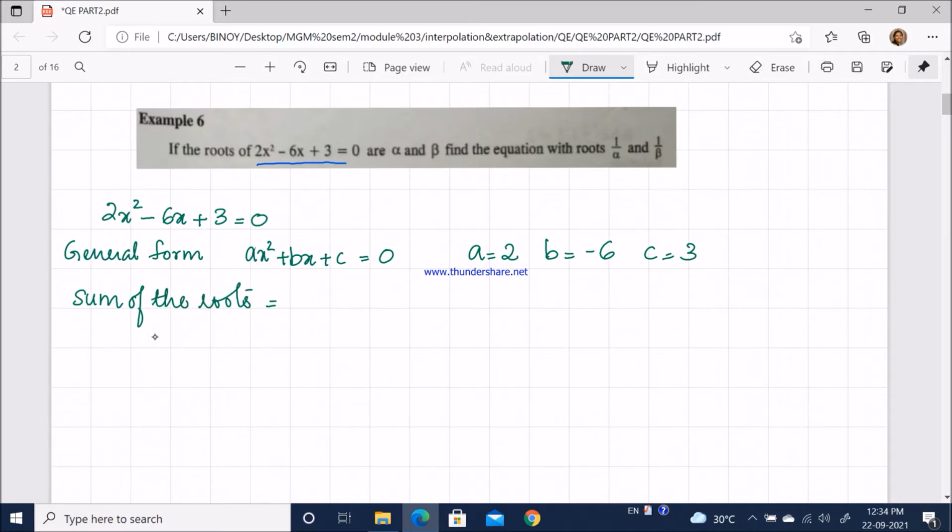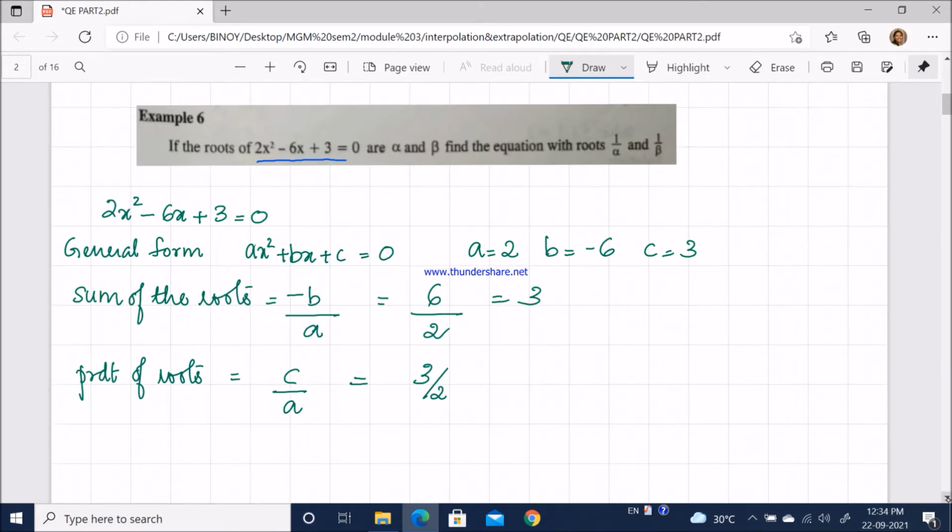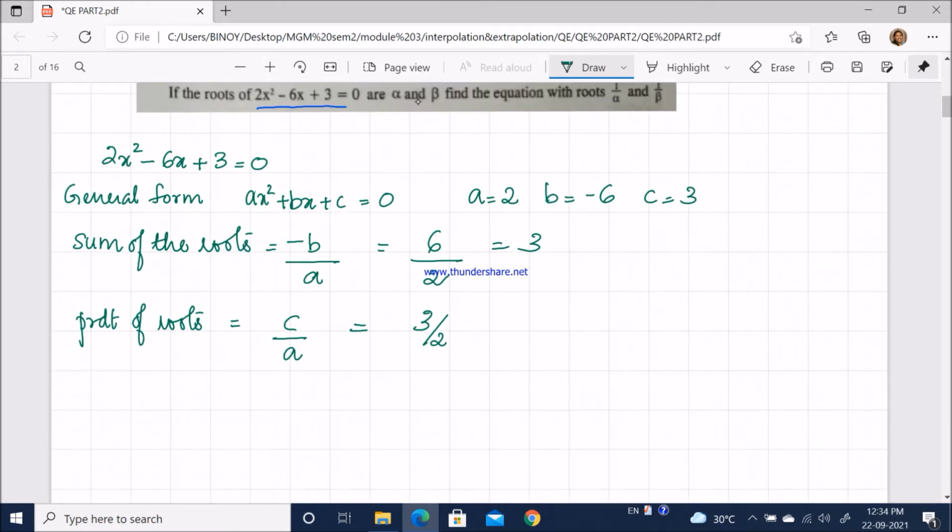So the formula for finding the sum of the roots is minus b by a, and product of roots is c by a. So minus b by a means it is 6 by 2, that is 3, and c by a is 3 by 2. So product of roots is 3 by 2 and the sum of roots is 3. So the roots are alpha and beta. Find the equation with the roots 1 by alpha and 1 by beta.